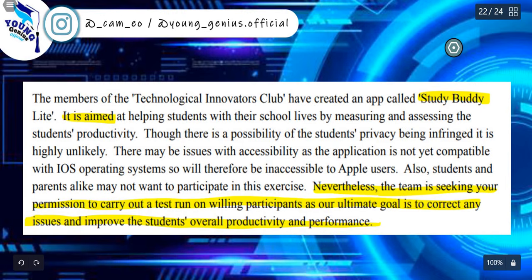And guys, this is literally a screenshot from the paper that I gave to my teacher. So that's why it's not typed out.